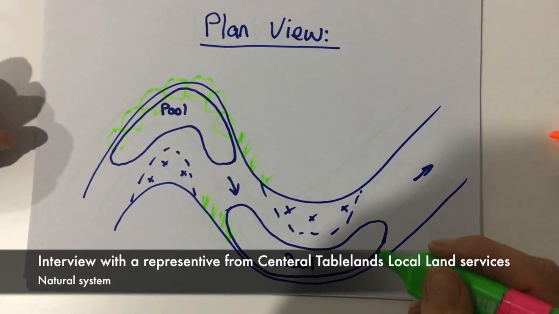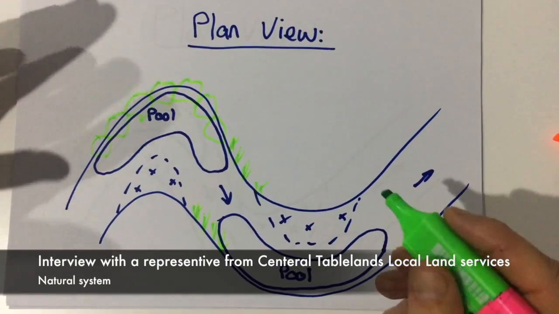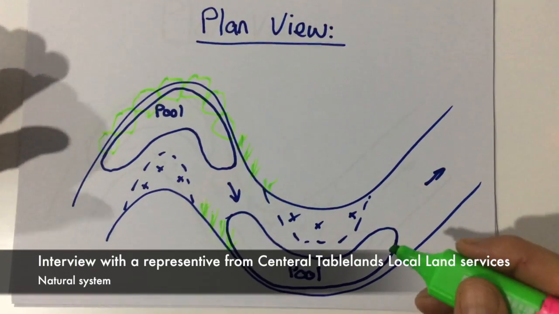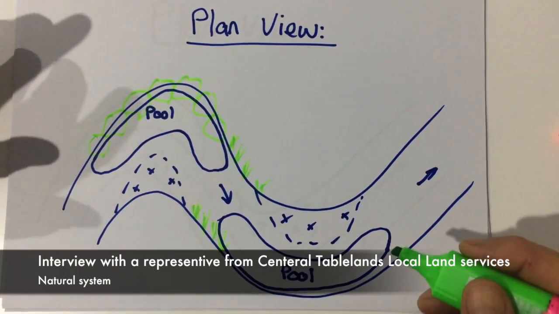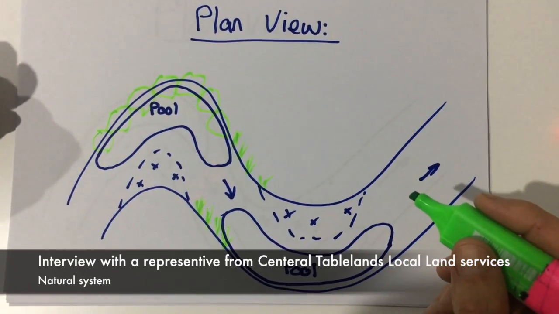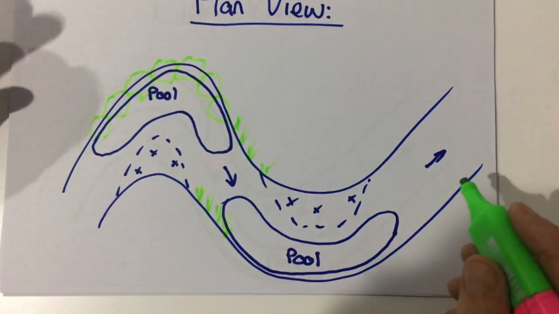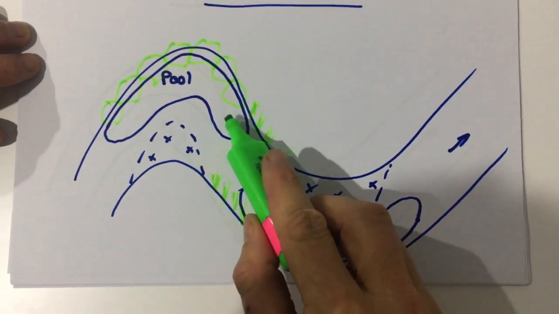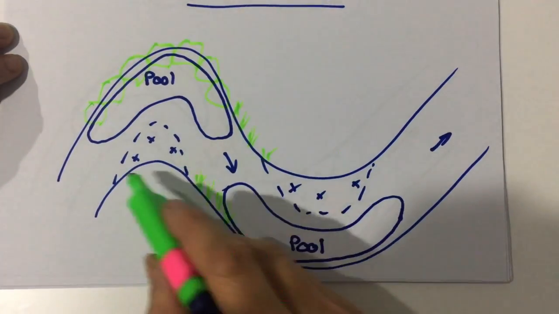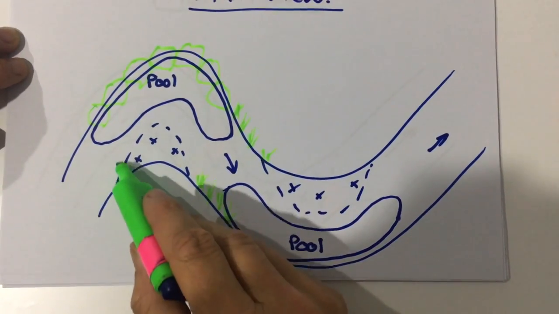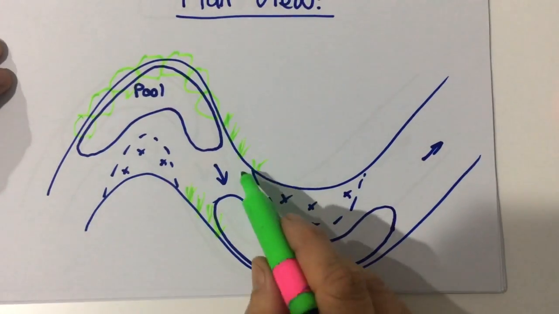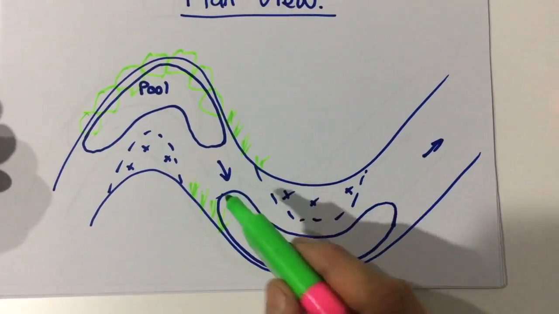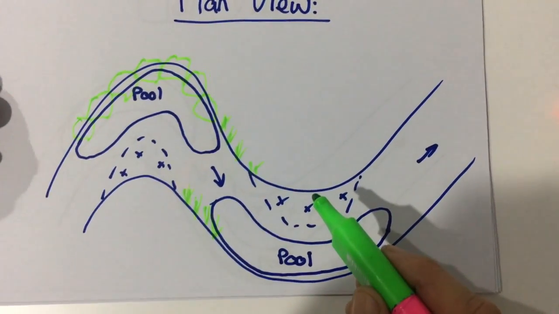Here we have a plan view of a natural system, something like the Macquarie River probably used to be approximately 200 years ago at the point of human settlement. A system where everything's in sync. As you can see, we have pools occurring on the outside bend, and we have these systems here which we call point bars, which are usually accumulation of sand and gravels.